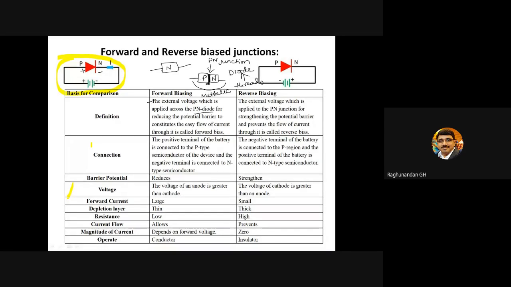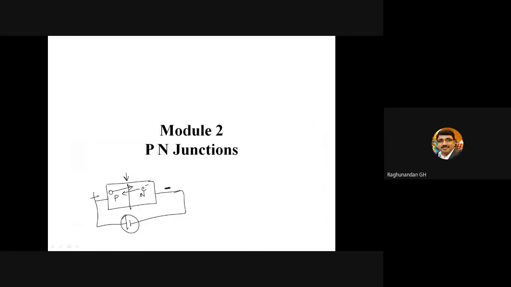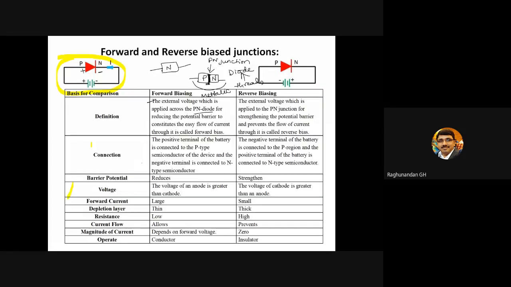External voltage which is applied across the PN junction for strengthening the potential barrier. Strengthening the potential barrier means the voltage we have across this separation or the junction. Another name for the separation is a barrier, right? So this barrier will have a voltage. That voltage is known as the potential barrier.